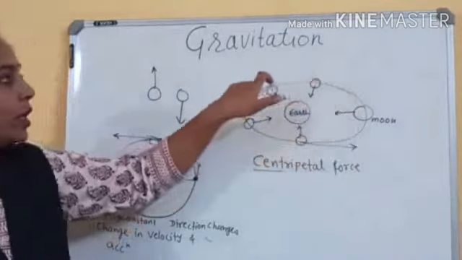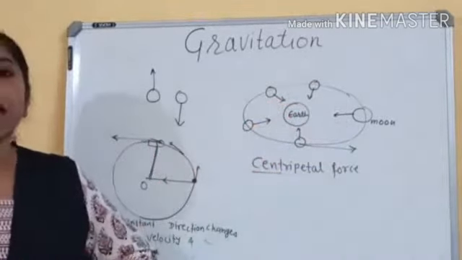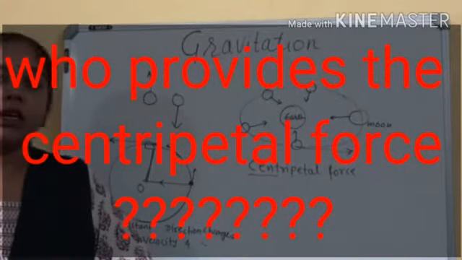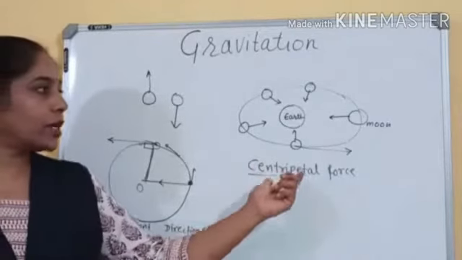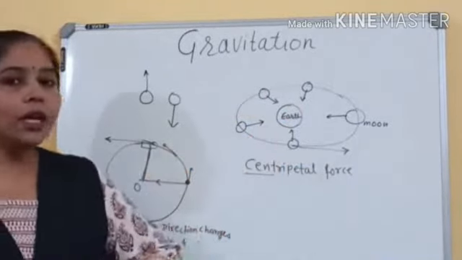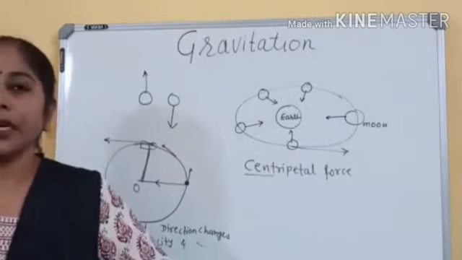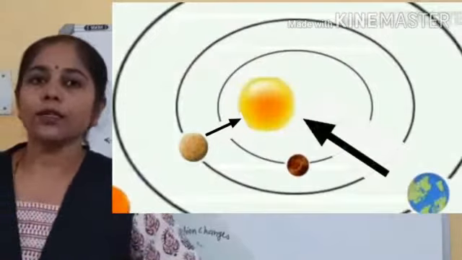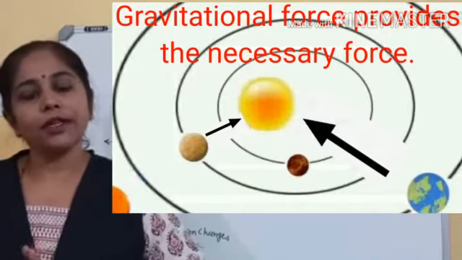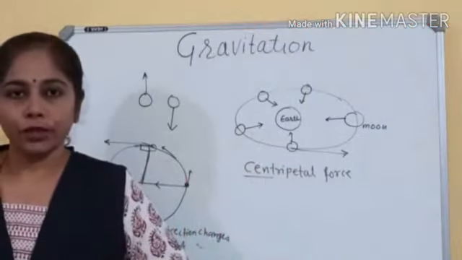The motion of the moon around the earth is also due to the centripetal force. And who is providing this centripetal force? The force of attraction of the earth provides the necessary centripetal force, and therefore the moon revolves around the earth. Similarly, the planets revolve around the sun. It is due to the centripetal force. Now in that case, who is providing the centripetal force? The gravitational force. The force of attraction between the sun and the planets is responsible for the centripetal force.